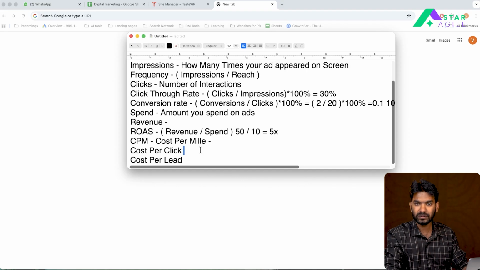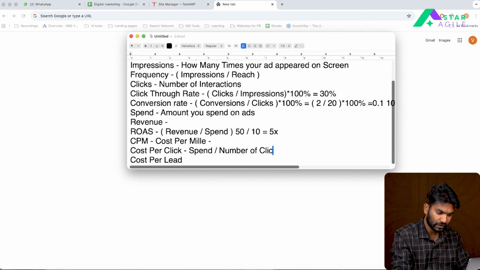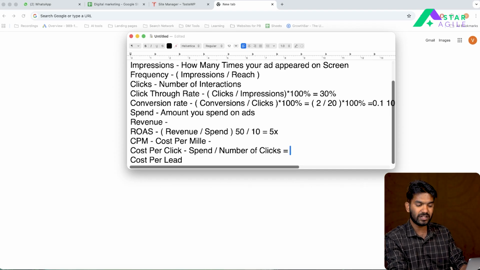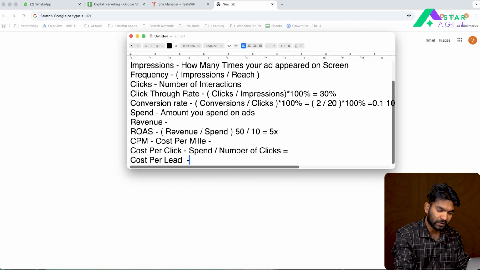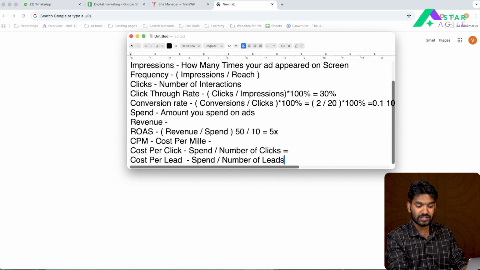Cost per click: how much amount it is taking for one particular click. The formula for cost per click will be your total spend divided by the number of clicks. So, this tells you how much amount you spend for one click. Now, cost per lead, simple: how much amount you spend divided by the number of leads you generated.